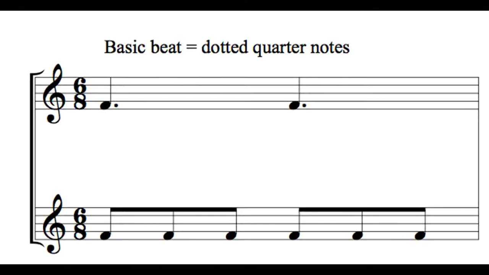Meanwhile, 6-8 time is divided into groups of 3 eighth notes, or 2 dotted quarter notes. A famous example of 6-8 time is Für Elise by Ludwig van Beethoven.